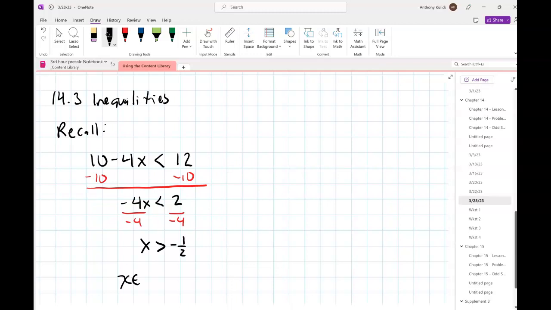Negative 1/2 to positive infinity. Is that a parenthesis, and then the other one, is it a bracket for that one? Is it a bracket or a parenthesis? It's a parenthesis because it's not part of the equation. If it was less than or equal to, then it'd be a bracket.